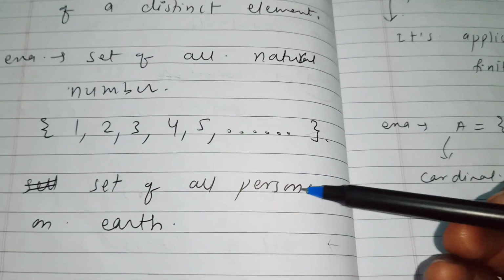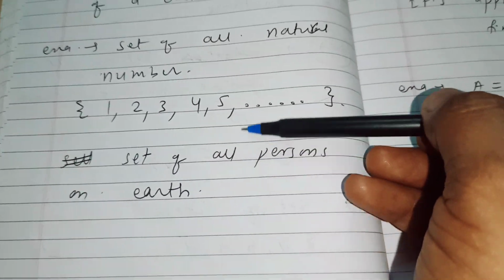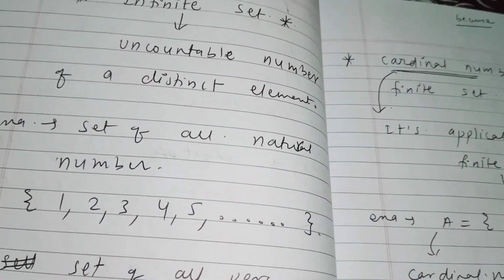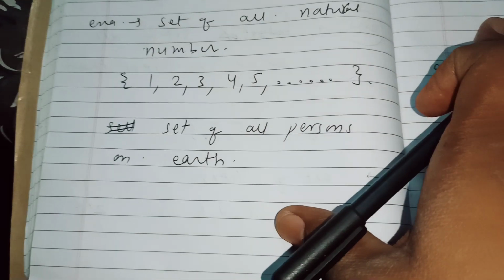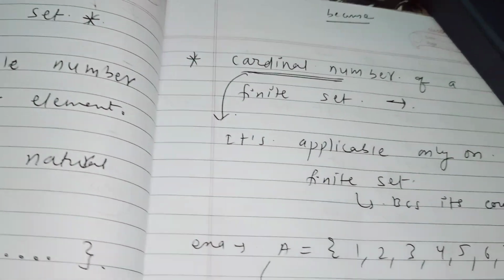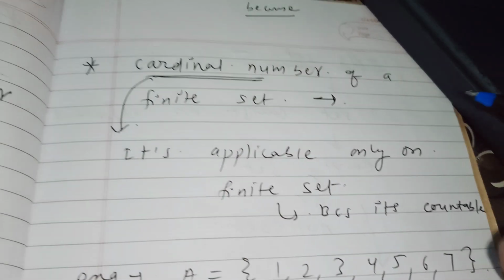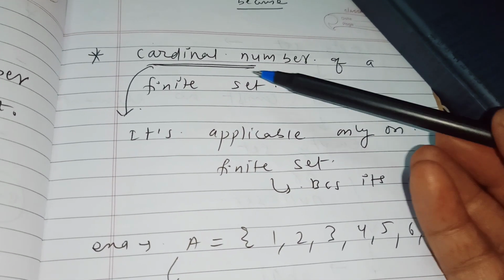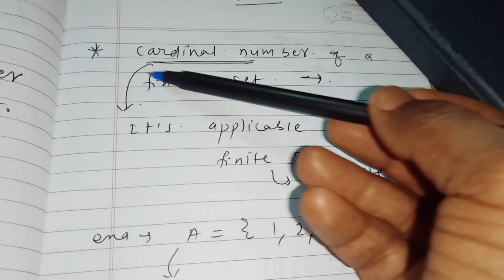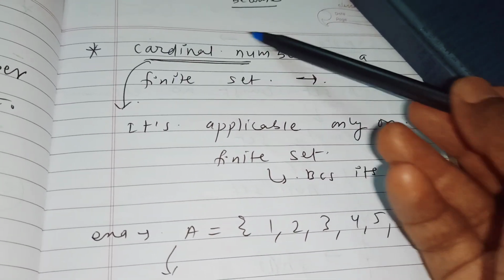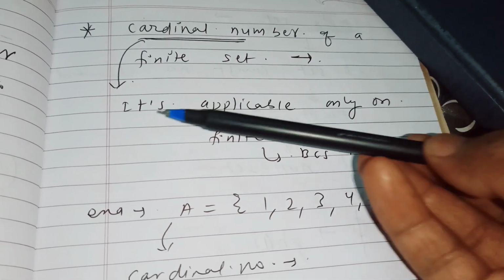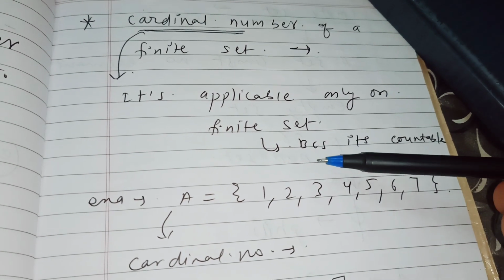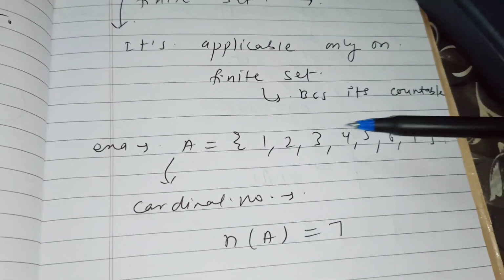And after that, the set of all the persons on earth, this is also an infinite set. Clear? And then, what is the meaning of cardinal number? This is a very important topic, so please try to understand what the cardinal number of a finite set is. You have to remember this: the cardinal number we always find in a finite set only. It is applicable only on a finite set because it's countable, that's why.